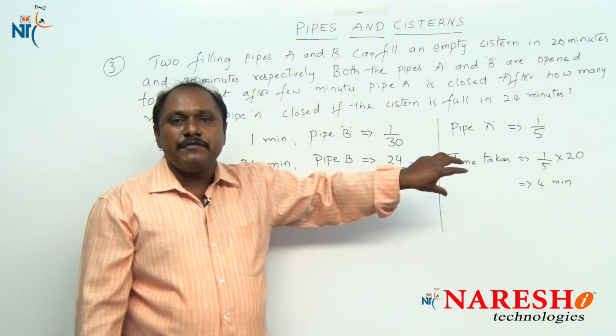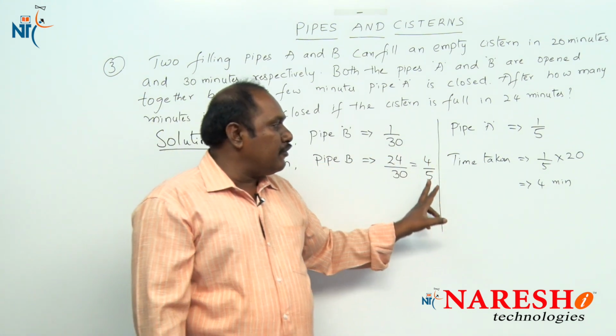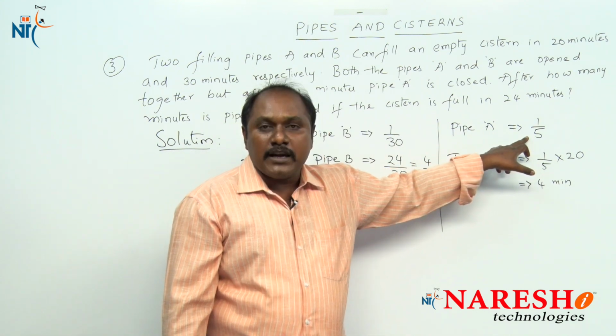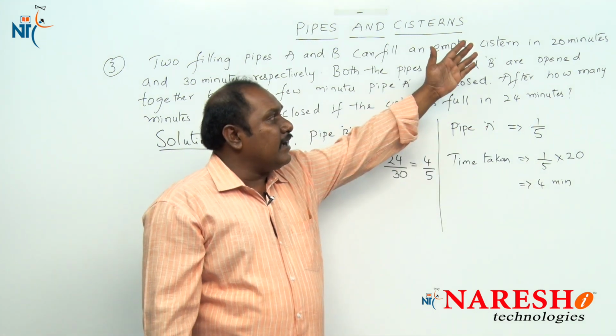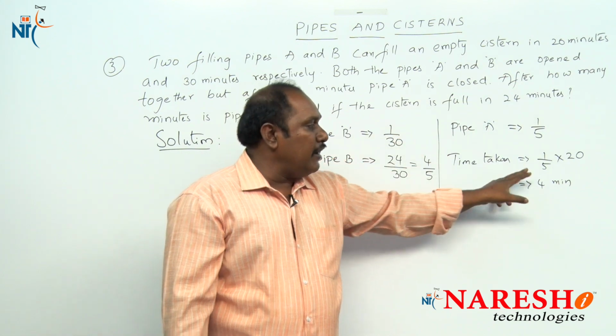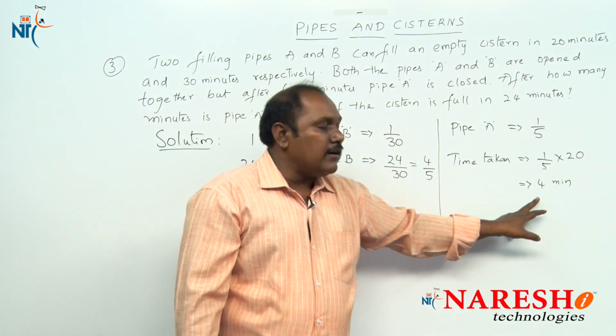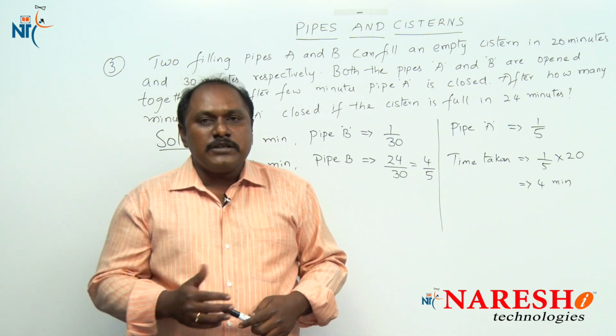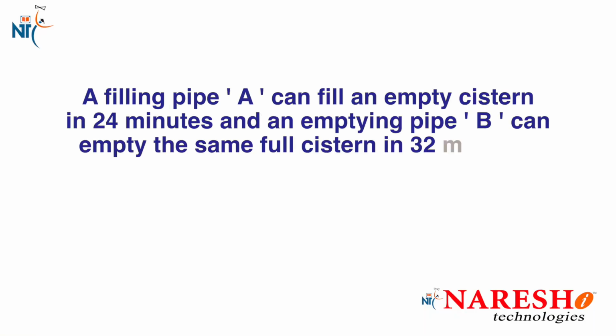Then how much is filled by pipe A? It is 1 minus 4/5, which is 1/5. So, pipe A has filled 1/5 of the tank. So, to fill the complete tank, if it takes 20 minutes, then to fill 1/5 of the tank, it should take 4 minutes. Now, let us go to the next question in this chapter.